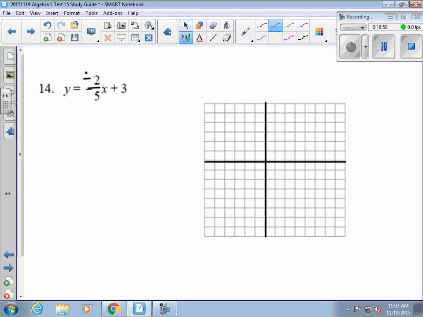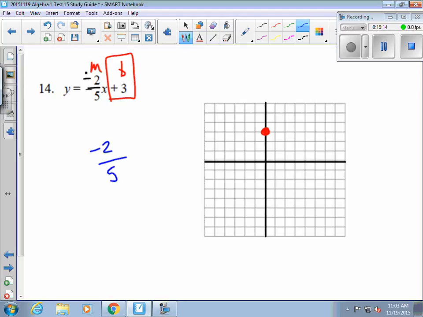Number 14, graph this one. y equals, again, just like a minute ago, mx plus b. b tells you where to begin. So at positive 1, 2, 3, that's where you begin. m is negative 2 over 5.